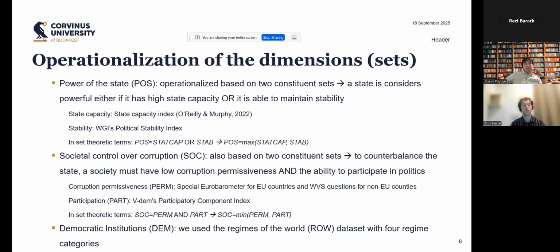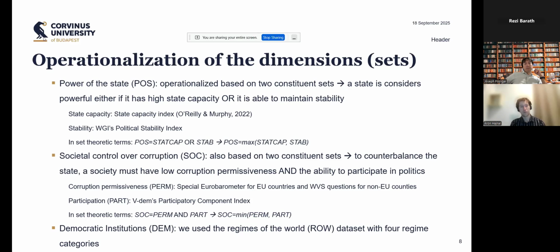Similarly, we operationalized societal control over corruption based on two constituent sets or dimensions, and argued that for a strong societal control over corruption, a society must have low corruption permissiveness, so they must refuse corruption, and they also must be able to participate in politics. And here we say that both these factors are needed for strong societal control over corruption, which would be the AND notion in set theoretic terms. We operationalize corruption permissiveness based on the Special Eurobarometer for EU countries and the World Value Survey for non-EU countries, and we operationalize participation using the Varieties of Democracy participatory component index.